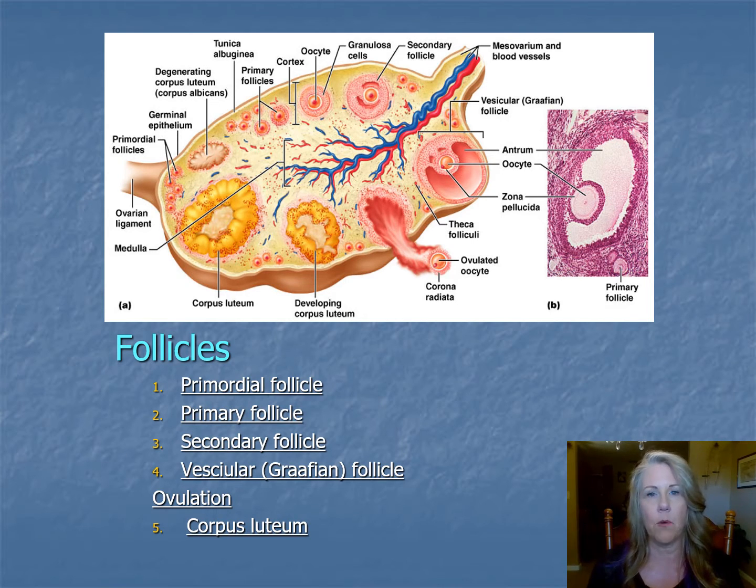Remember I said we're getting away from eponyms. That means body parts that are named after people who discovered them. That was the same thing for Graafian. We're getting away from calling it a Graafian follicle and calling it a vesicular follicle. By the time we get to a vesicular follicle, typically ovulation will occur, and then we can also find some that are called the corpus luteum. Okay, corpus luteum.